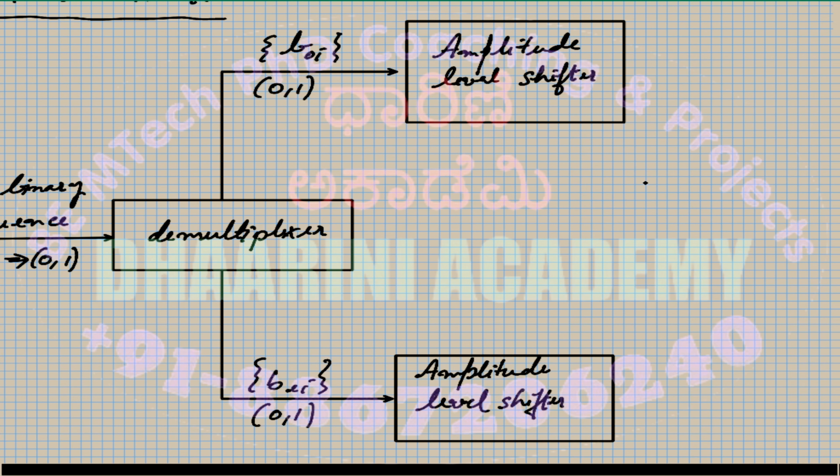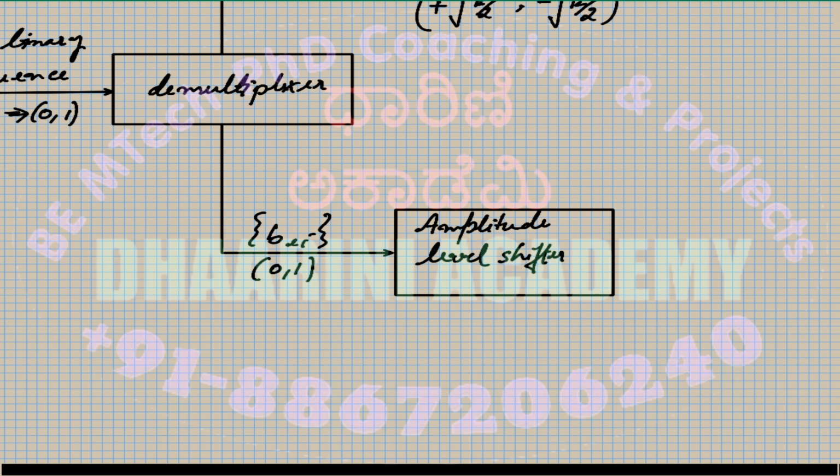Now, what are the various levels the output should be shifted to? I'll write it in brackets. One amplitude is plus root of E by 2, and the other is minus root of E by 2. The same holds good at the bottom channel: plus root of E by 2 and minus root of E by 2. These are the two different levels.